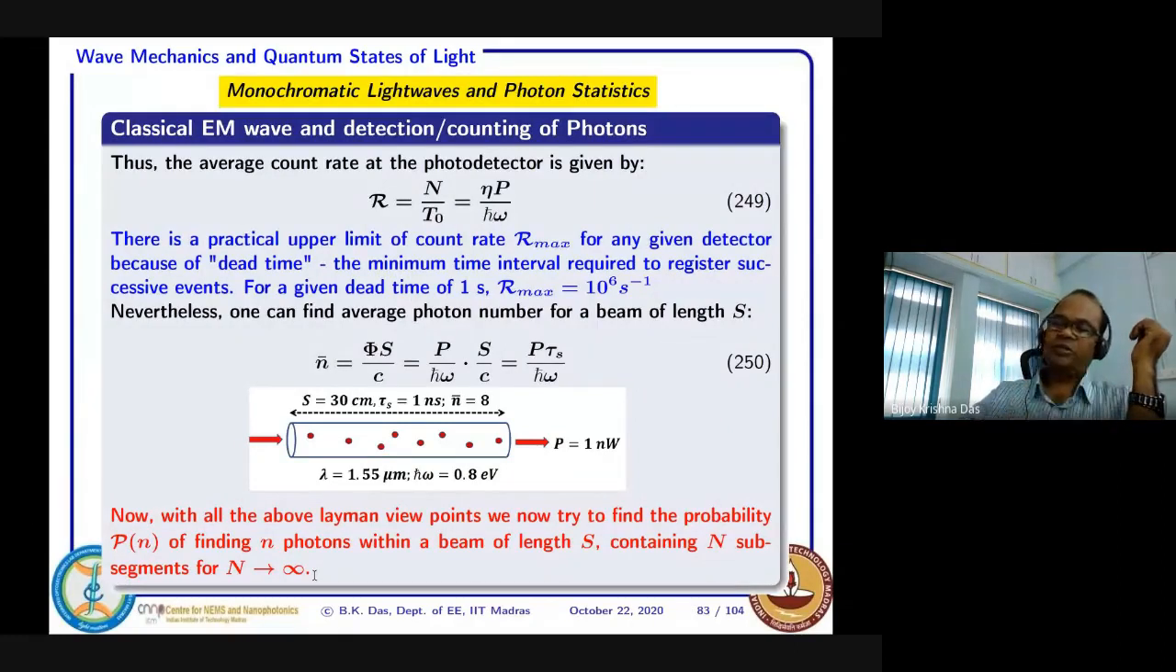And then following that, we will discuss how this Poissonian statistics can be beaten by some kind of photonics engineering. Okay, I stop here today.